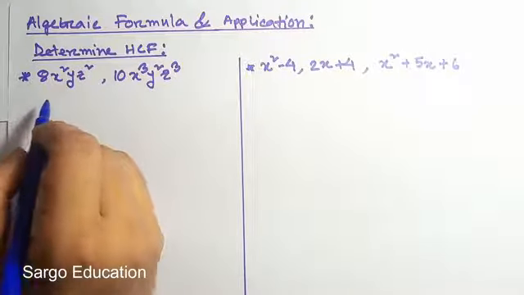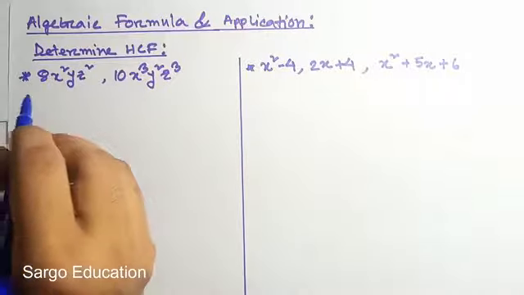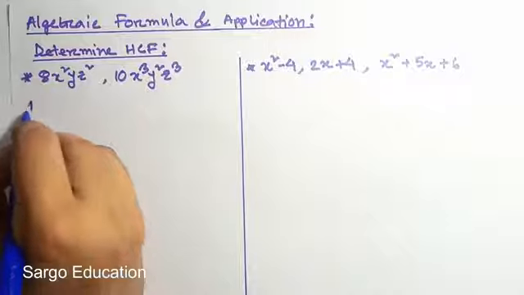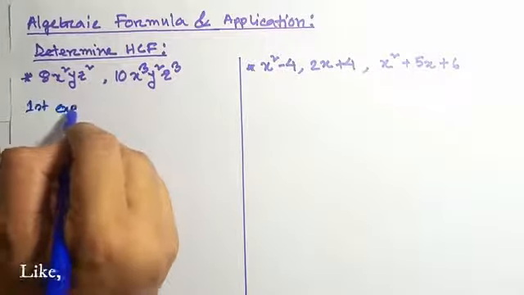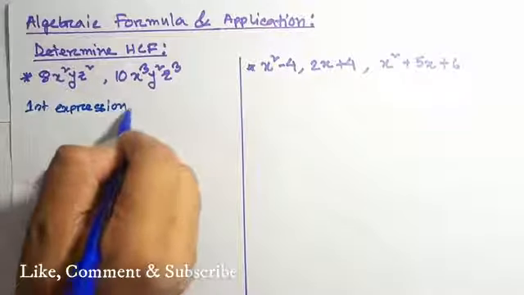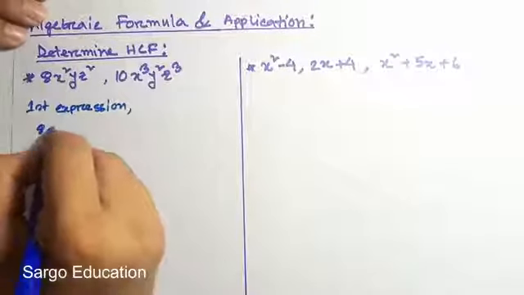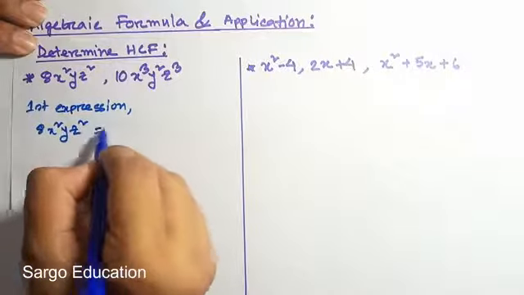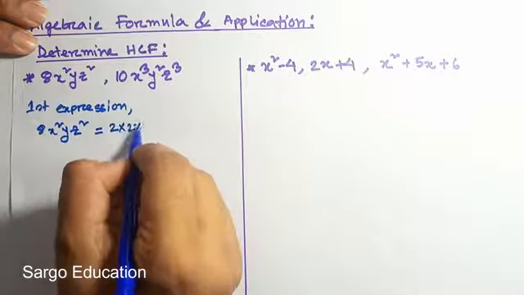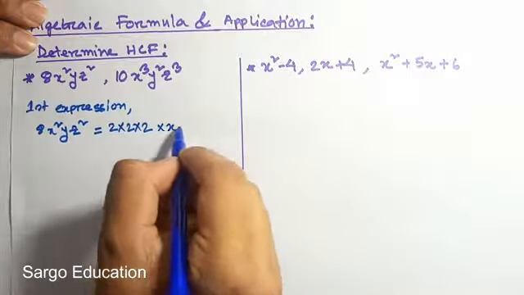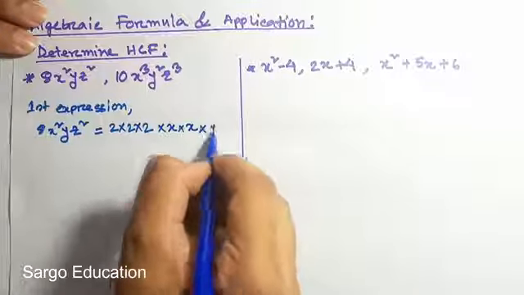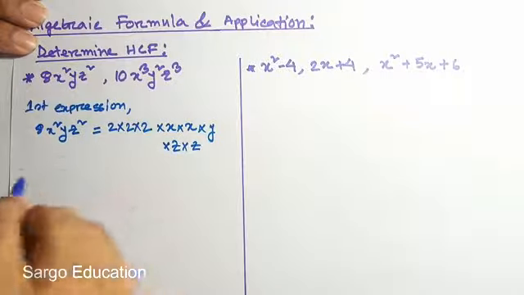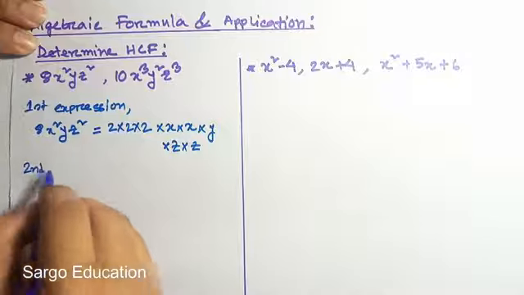So we determine the first expression. So we solve the first math. Here the first expression is 8x square yz square. We can write it as 2 into 2 into 2 into x, x is twice time, and y is once, and z is twice.